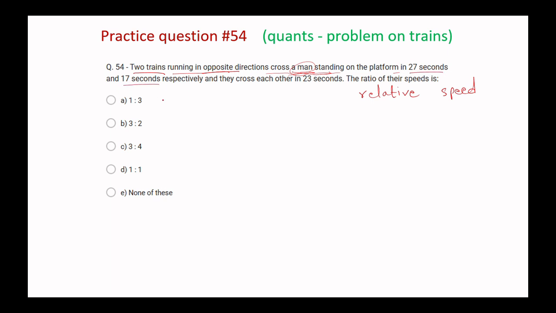will get crossed by train 1 in 27 seconds and train 2 in 17 seconds. Okay, and they cross each other in 23 seconds. This is how the data is given. So let's write down this data in some tabular form.